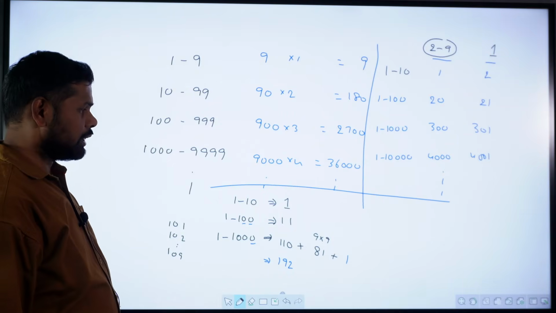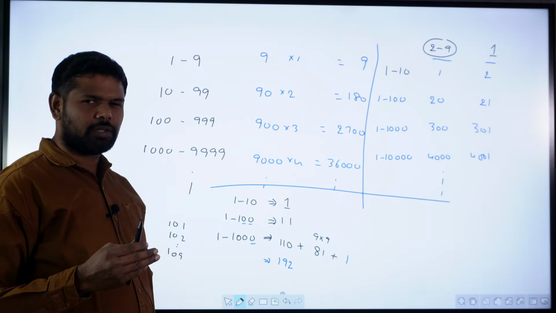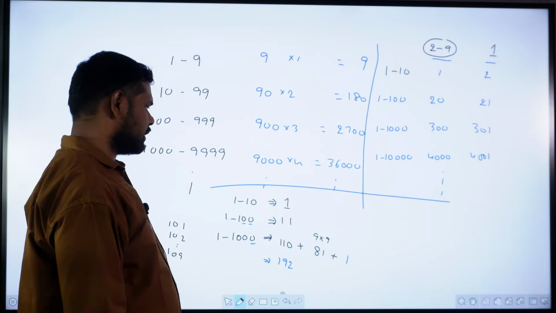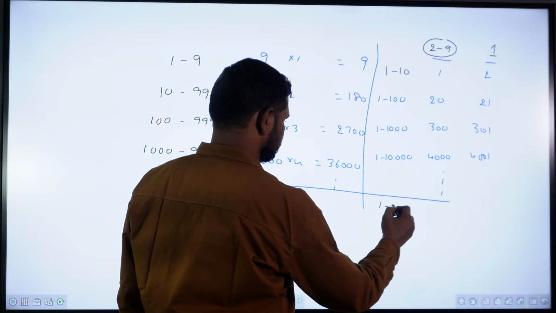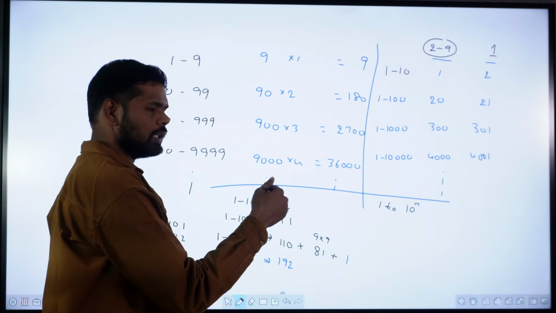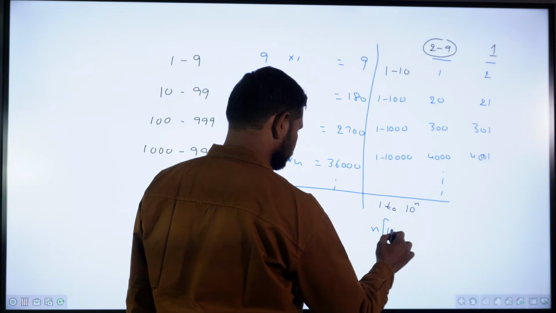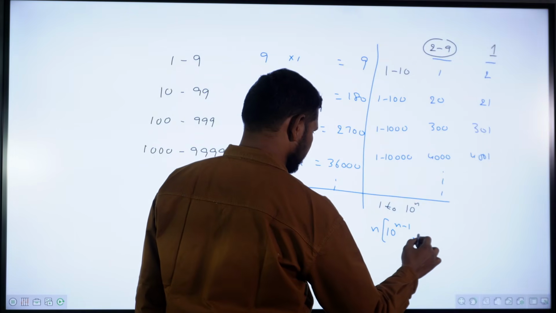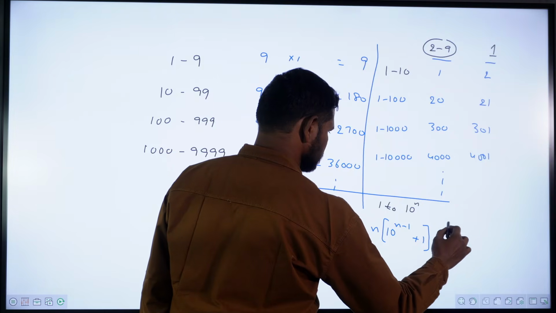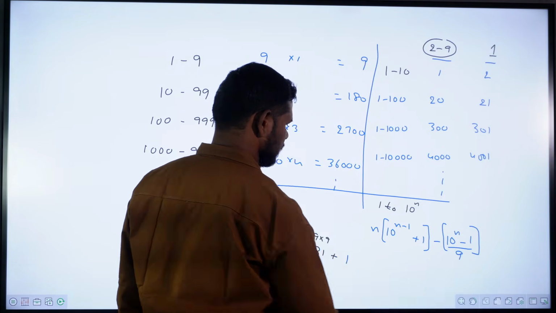Suppose 1 to 10,000, 1 to 1 lakh, like that, it is not possible to calculate directly. One formula is there, so no need to calculate, just remember these three: 1 to 10, 1 to 100, 1 to 1000. In case of 1 to 10 power n, the total number of zeros present in 1 to 1000 or 10,000, whatever it is, the formula is n into (10 power n minus 1 plus 1) minus (10 power n minus 1) divided by 9.